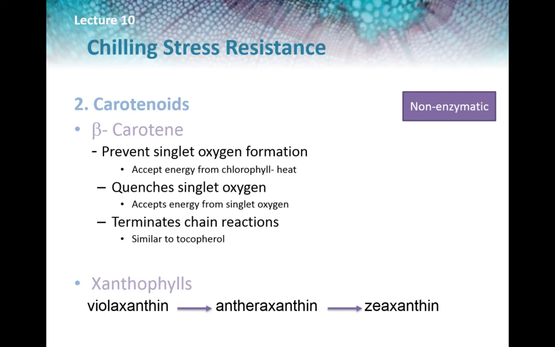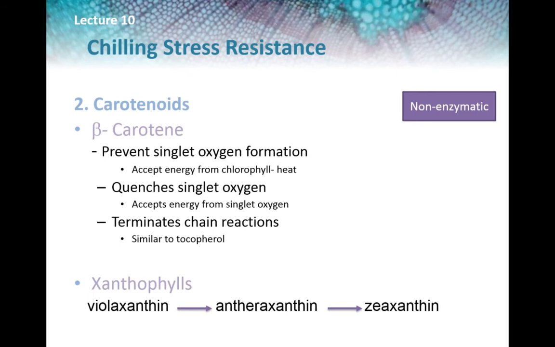Beta-carotene can also accept energy from excited chlorophyll, preventing singlet formation. The energy is also released as heat. Beta-carotene is also reported to terminate chain reactions in lipid peroxide, similarly to tocopherol. It is not surprising that xanthophylls act similarly to beta-carotene since they are formed from beta-carotene through the addition of oxygen.